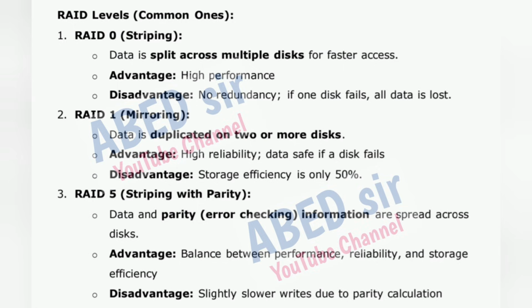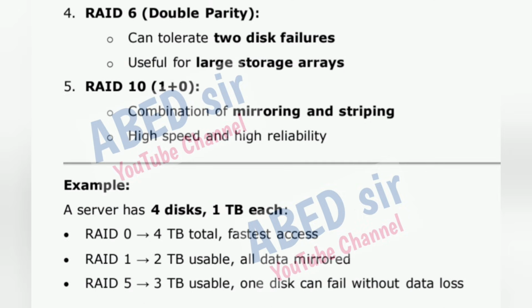3. RAID 5, striping with parity. Data and parity, error checking information, are spread across disks. Advantage, balance between performance, reliability, and storage efficiency. Disadvantage, slightly slower writes due to parity calculation. 4. RAID 6, double parity. Can tolerate two disk failures. Useful for large storage arrays.